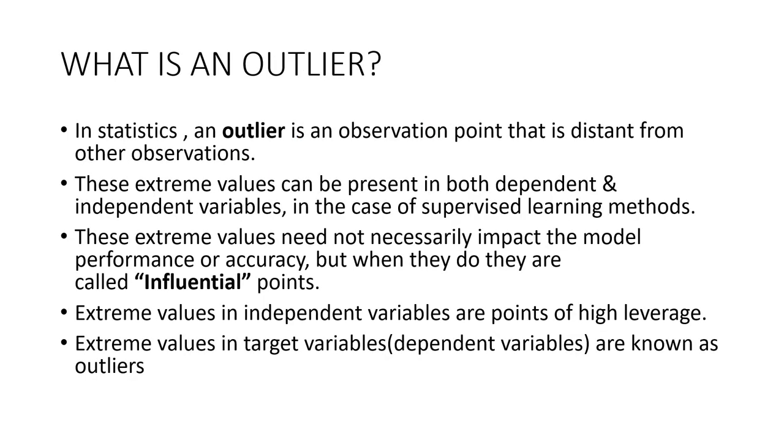Before getting into the box plot, first I want to tell you what an outlier is. In statistics, an outlier is an observation point that is distant from other observations. These extreme values can be present in both dependent and independent variables in the case of supervised learning models. These extreme values need not necessarily impact the model performance or accuracy, but when they do, they are called influential points. All these aspects we discussed in the previous video as well.